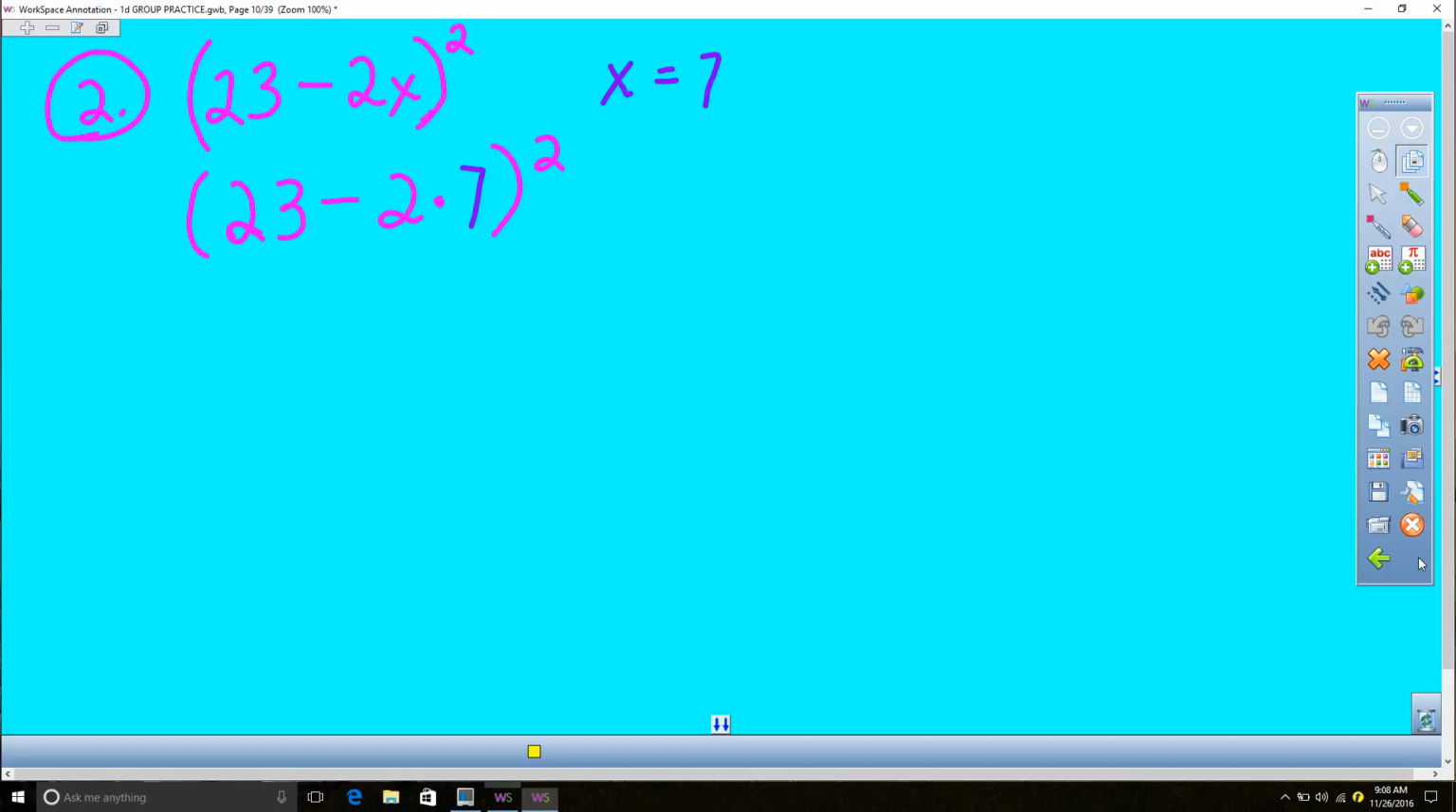Now inside the parentheses there's subtraction and multiplication, so the order of operations says to multiply first. So I bring down everything I'm not using. Then I'll subtract, and last of all, I'll do the exponent.